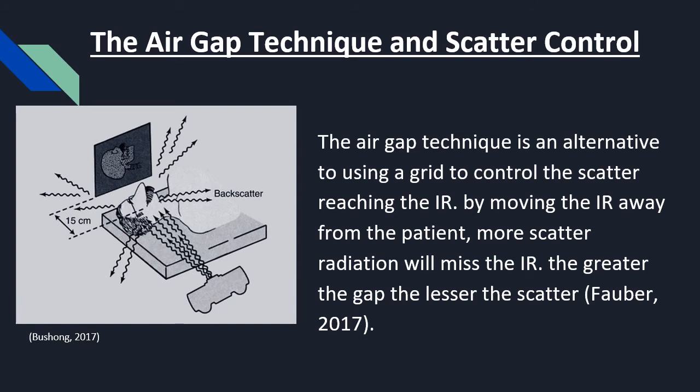The air gap technique and scatter control. The air gap technique is based on the simple concept that much of the scatter will miss the image receptor if there is increased distance between the patient and the image receptor. The greater the gap, the greater the reduction in scatter reaching the image receptor. Similar to a grid, contrast is increased, and the number of photons reaching the IR is reduced because less scatter reaches the image receptor. To overcome the increase in unsharpness, an increase in SID is required.